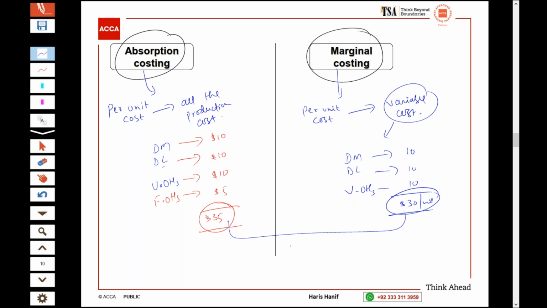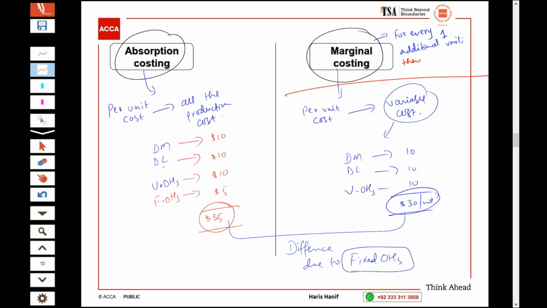Now see, there is a difference, and the difference is due to fixed overheads. Why is there a fixed overhead difference? I'm going to explain it in the next slide. Because marginal costing is saying that for every one additional unit, there is additional variable cost, and fixed cost is the same regardless of the production.